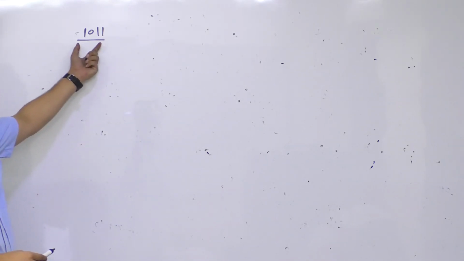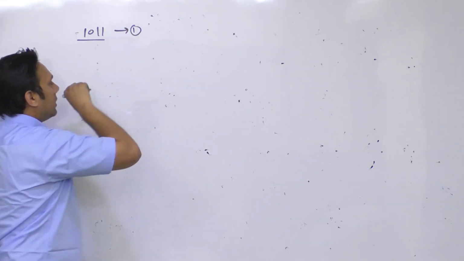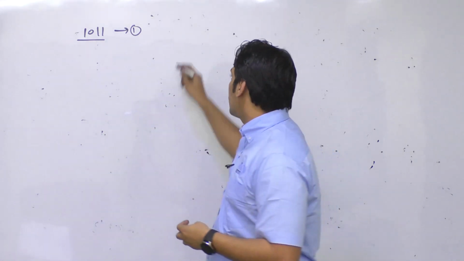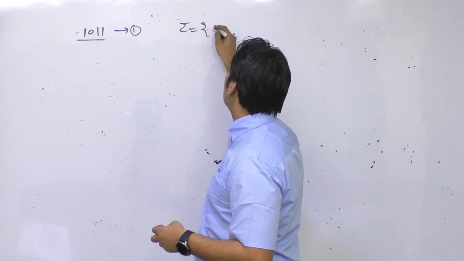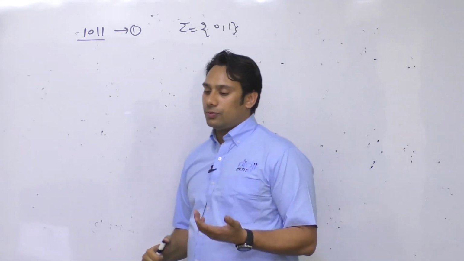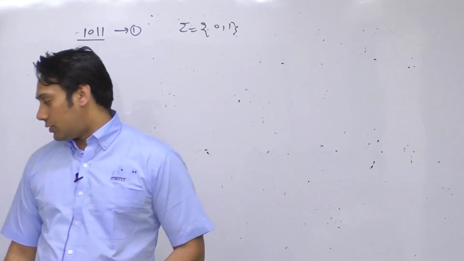So what we want to say is, if in any string this pattern is there, we should produce an output as 1. If in any string there is the pattern 1 0 1 1, where the string is over the alphabet sigma equal to {0, 1}, then we want to produce the output as 1. Otherwise, we want to produce the output as 0.